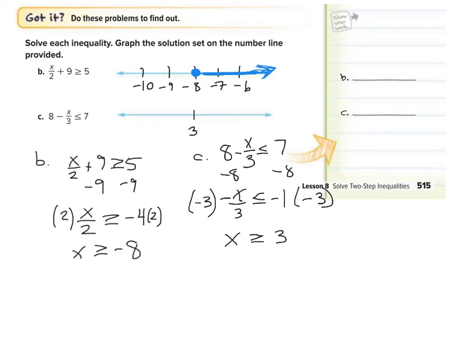So 3 goes here. 4, 5, 2, 1, 0. Now I'm going to shade in the circle. So I'm going to draw a circle at 3 and shade it in. And since it's greater than or equal to, I'm going to go in this direction, the right direction, because 4 and 5 are greater than 3.